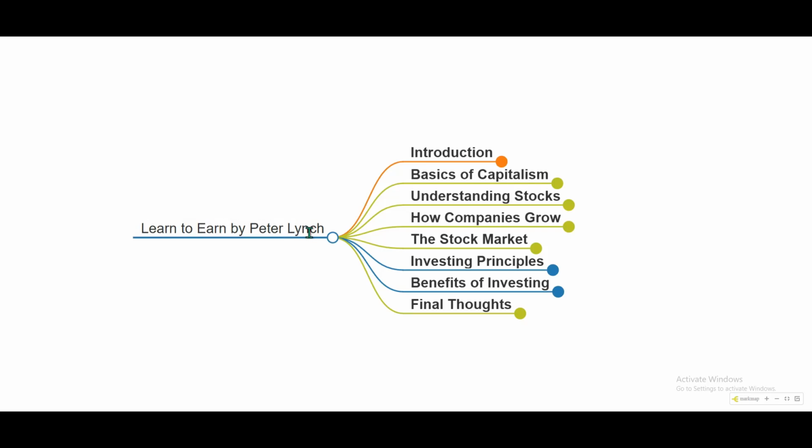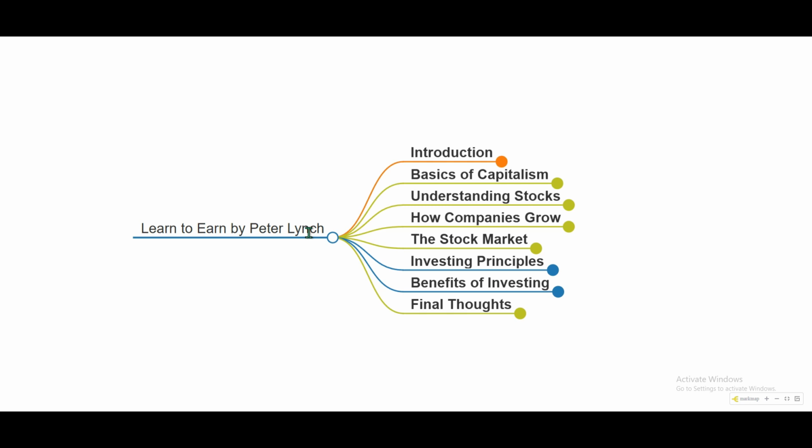Before going into the summary of this book and the mind maps, I want to tell you an insane fact about Peter Lynch. Peter Lynch was the fund manager of the Magellan Fund, an American fund house, and he generated an annual growth of 29.2% compound annual growth rate, CAGR, from 1977 to 1990, and that is insane. That's why he is considered one of the best investors of all time.